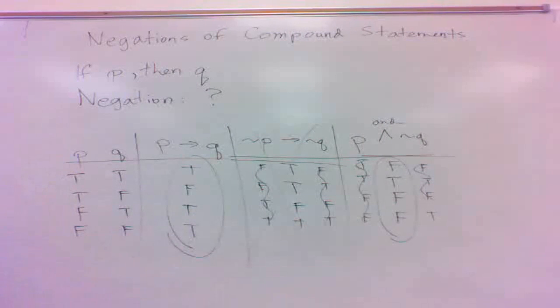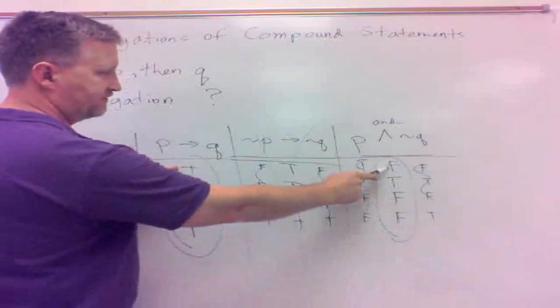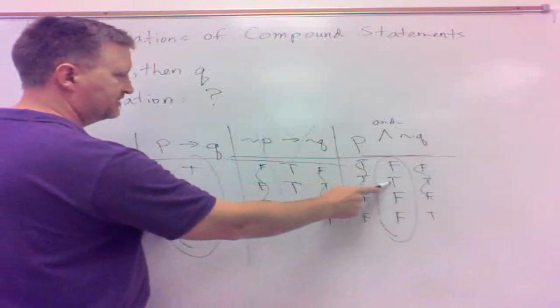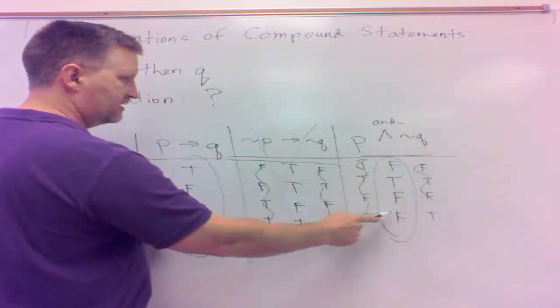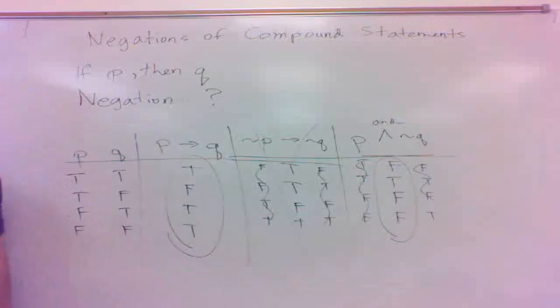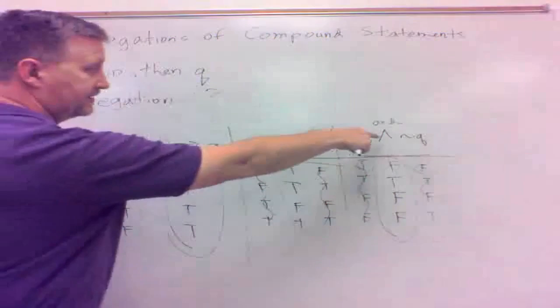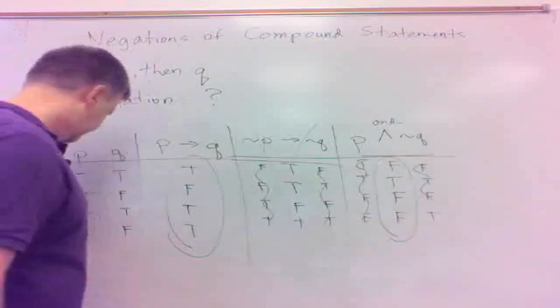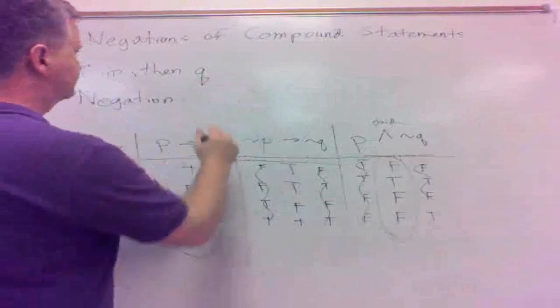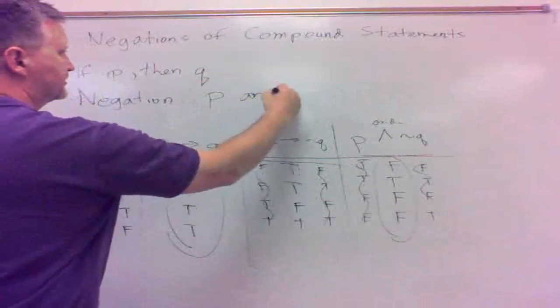What about it? Is it an opposite? Got a T first, got an F first there. We got an F second, T second there. T here and T there, F there, F. Yep, it's the opposite. So what statement negated it? That one right there. P and not Q.